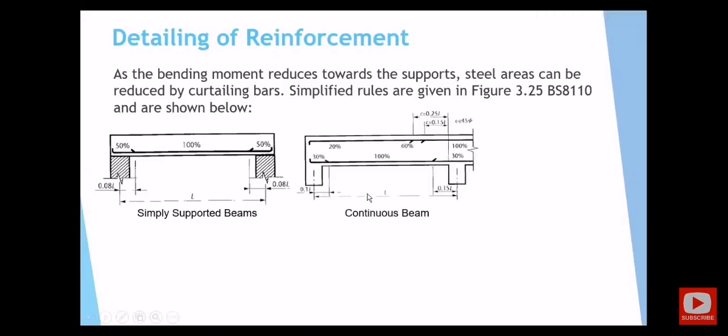In case of continuous beams, also here, it allows you to extend 30% of the bars and you can cut 70%. And the distance here will be from the end support L over 10, or 0.1L, and from the middle support it will be 0.15L. Usually we cut 50%, 50%, but the code is allowing you to cut 70% and extend 30%.